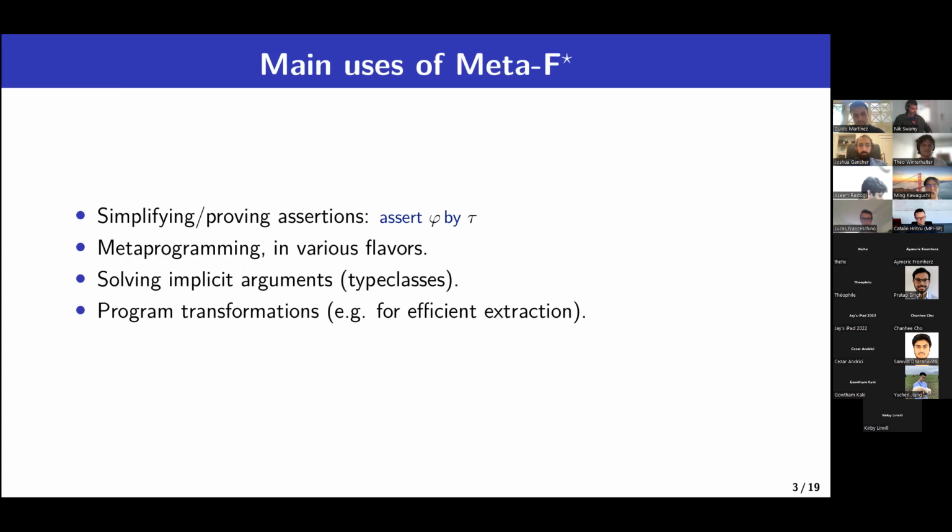So anyway, the main uses of MetaStar. MetaStar is a tactics and metaprogramming framework for FStar. The main uses, more or less in order of importance, is first of all simplifying or proving assertions or any kind of proof that you would like to have. It introduces a new syntax, assert by. So instead of just saying assert some proposition, you can attach a tactic to it to prove it, pre-process it, simplify it. We'll see a couple examples of different things you can do.